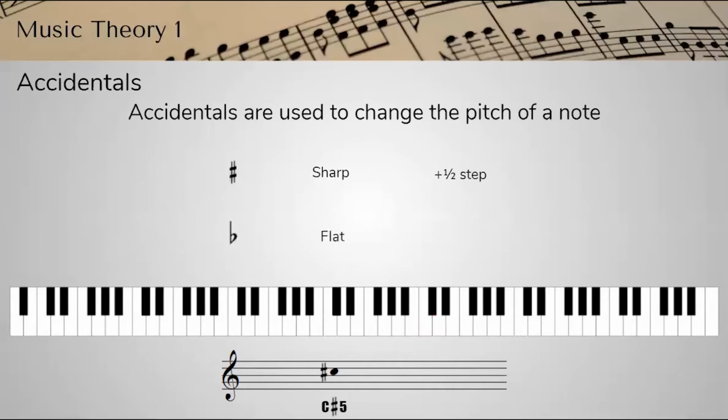The next one we want to know about is the flat, and the flat lowers a note by a half step. So that note D, lowered a half step, will become D flat, so the black note to the left of it.